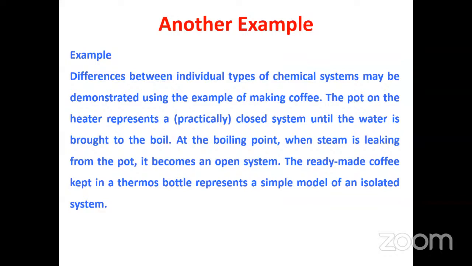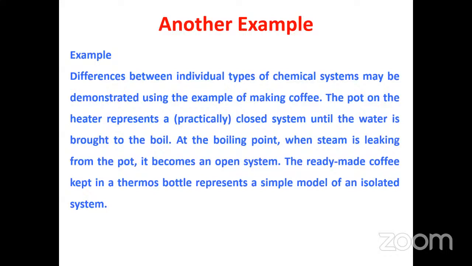We have another example here. Differences between individual types of chemical systems may be demonstrated using the example of making coffee. You want to make coffee, and we can use these differences now. The pot on a heater represents practically a closed system until the water is brought to boiling. At the boiling point, when steam is leaking from the pot, it becomes an open system, changing matter. The ready-made coffee kept in a thermos flask represents a simple model of an isolated system.